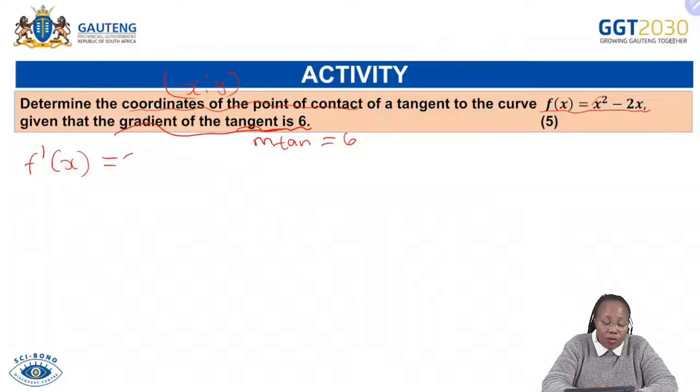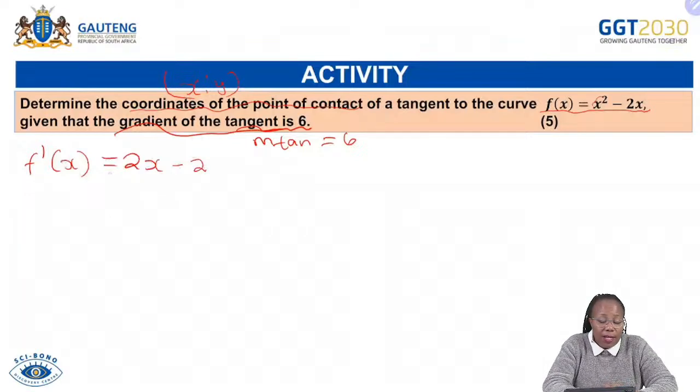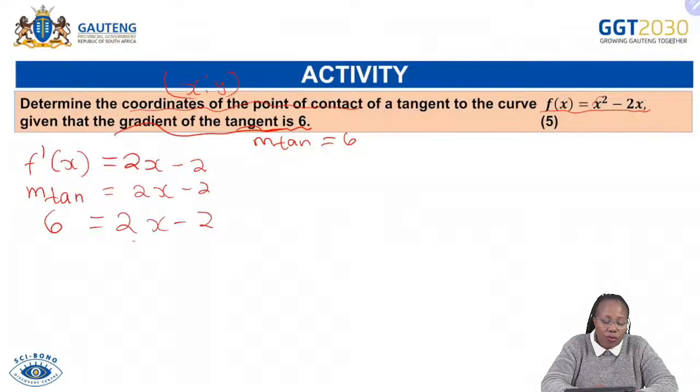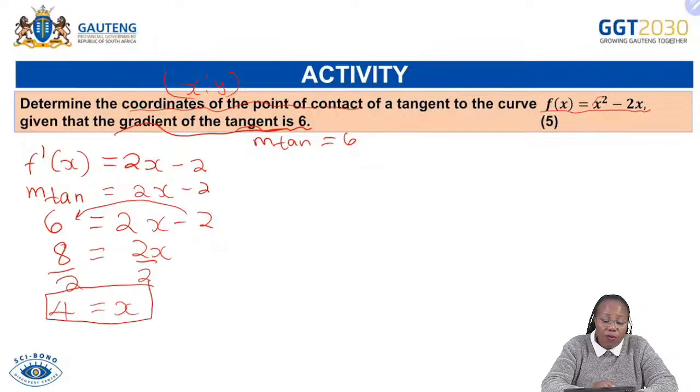2 times 1 is 2x to the power 1, and then the coefficient of minus 2x is minus 2. And then now we are given this. Remember, after deriving, it is now the gradient of a tangent. So what is the gradient of the tangent? 6 equals 2x minus 2. Then for 2x, you transpose minus 2 to the side, it will be 6 plus 2, which is 8. And divide both sides by 2, then you have your x being equal to 4 there. Happy now, you have the first value there being a 4 for the x.